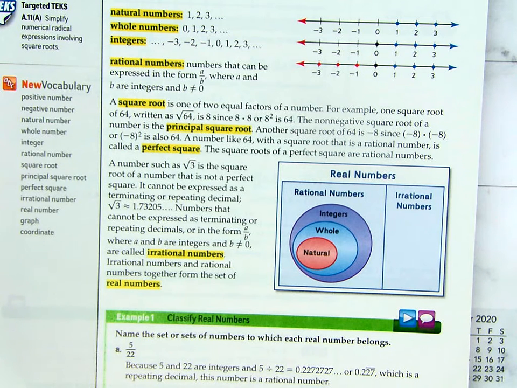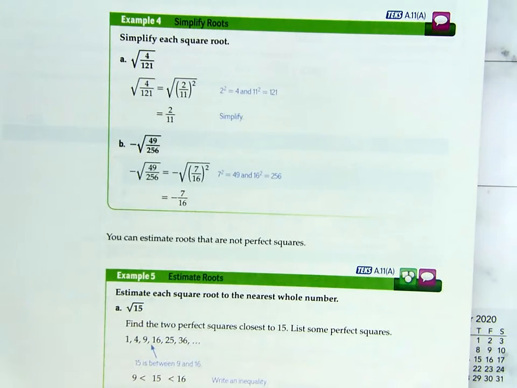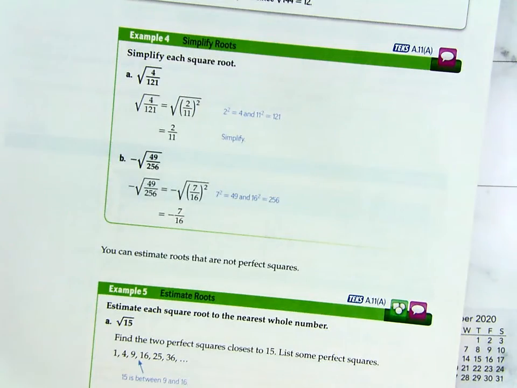What about 6 over 13? Rational. It's not an integer because when you do 6 divided by 13, you get a decimal. So it's not a whole number, so it can't be an integer. It can only be a rational number. All right. Next page.